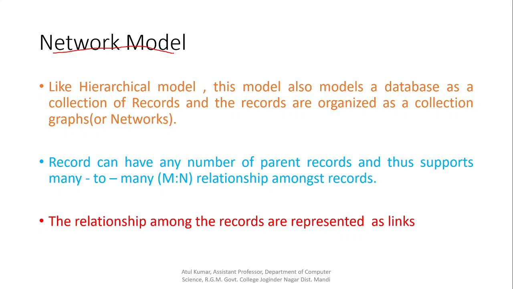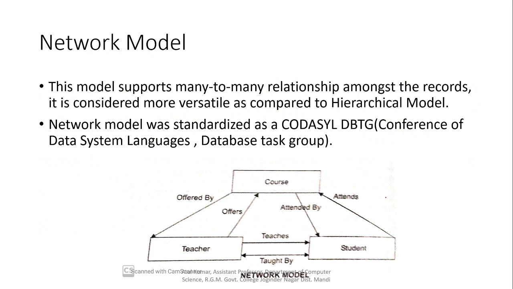This model also contains a collection of records, and each record is organized as a graph. In the hierarchical model we have trees, but in the network model we have graphs, and records can have any number of parent records, and thus support many-to-many relationships among the records. These relationships among the records are represented as links. So this is basically an example of the network model.